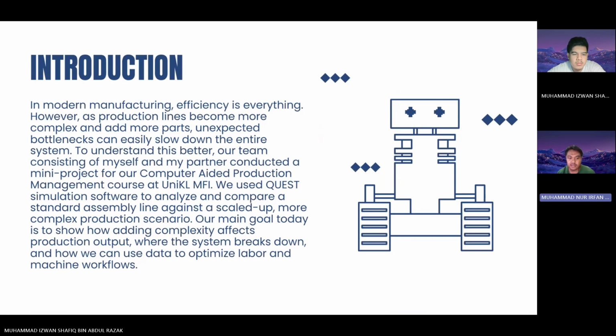We use Quest simulation software to analyze and compare a standard assembly line against a scaled-up, more complex production scenario. Our main goal today is to show how adding complexity affects production output, where the system breaks down, and how we can use data to optimize labor and machine workflows.